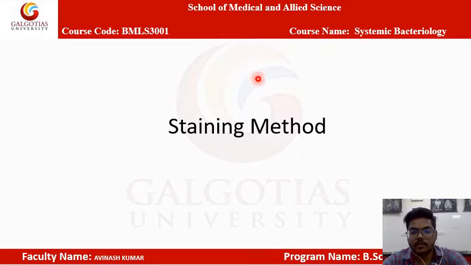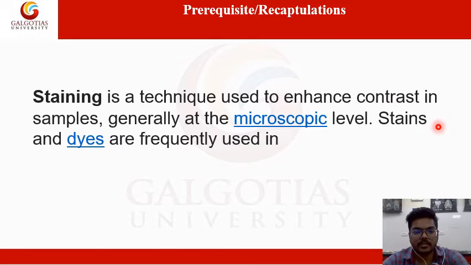Now we are moving toward the prerequisite or recapitulation. The recapitulation for our topic is: staining is a technique used to enhance contrast in samples, generally at the microscopic level. Staining is a type of coloring method for any substance which helps us to see it in the microscope. The substances used for stains are known as dyes. Dyes are made up of many synthetic substances as well as natural substances.